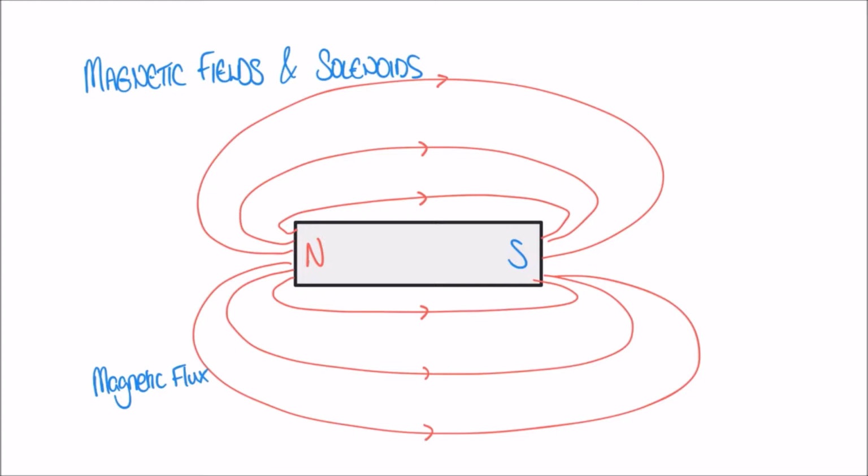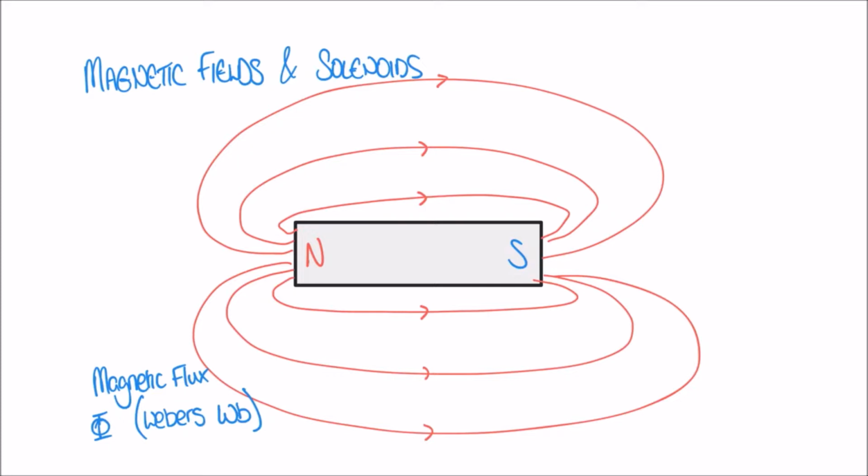And usually we give magnetic flux the Greek letter phi as its symbol, which is almost like a capital I with a circle inside of it. And magnetic flux has a unit. It's measured in Webers, often shortened to just Wb, but we measure magnetic flux in Webers.